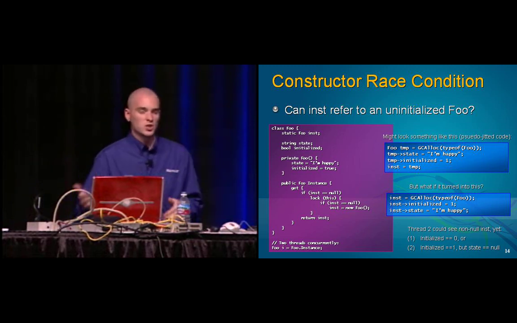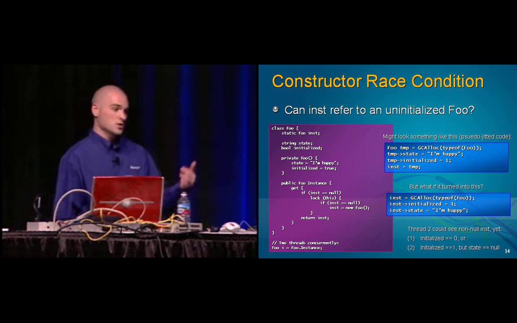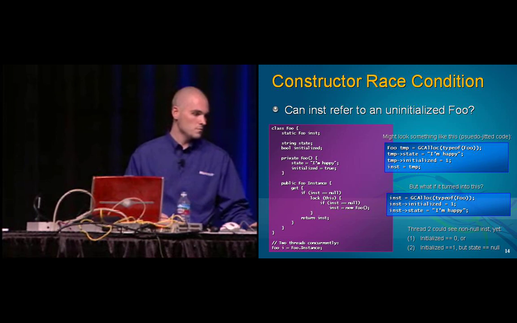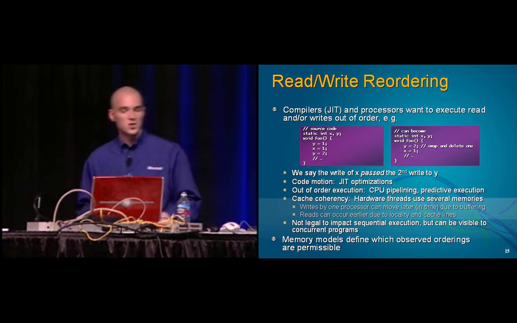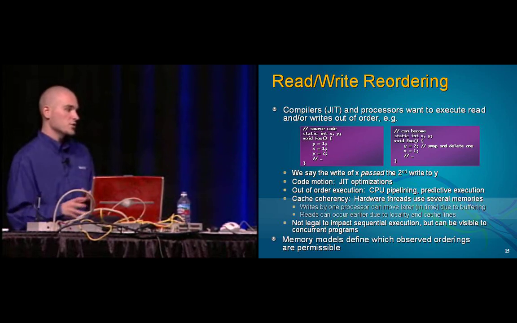So thread 2 could see, if another thread was calling into this and looking at the instance, it could see initialize set to 0, or it could see initialize equal to 1, but state is null, which means it's not actually initialized. So we'll see whether this is possible in just a moment. But a little background first.